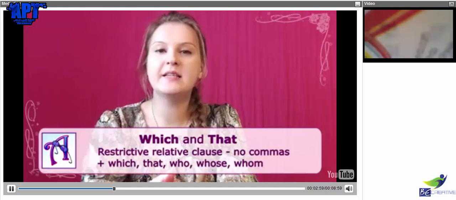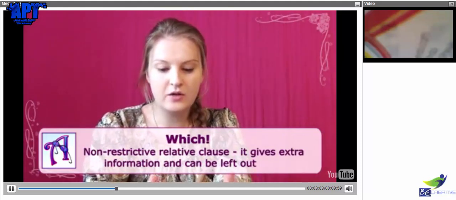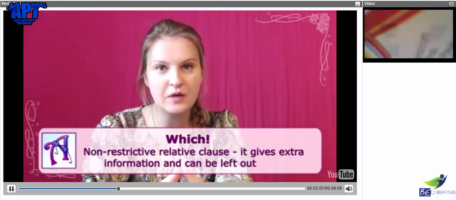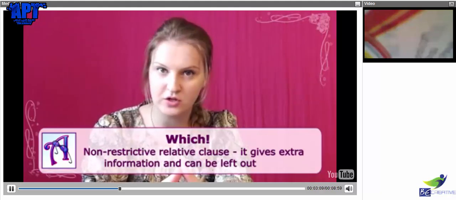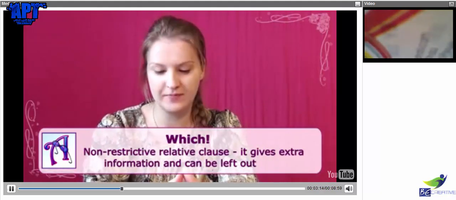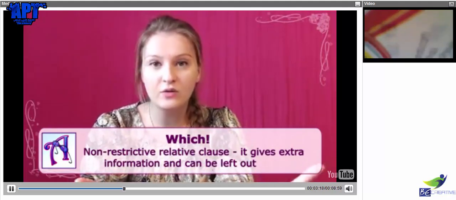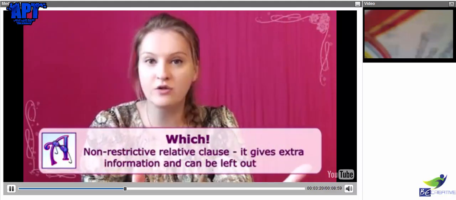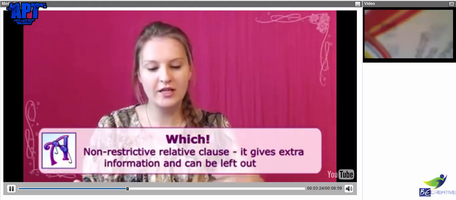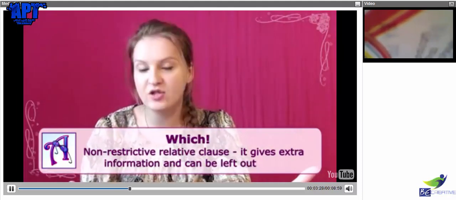Okay, and now let's discuss the second type of relative clauses. Here we are going to talk about non-restrictive relative clauses. In this case, we are talking about some extra information, which is not that important. It's just additional information. And it can easily be left out without affecting the meaning or the structure of the sentence. So it's not important. Non-restrictive, not important. Additional, extra information.